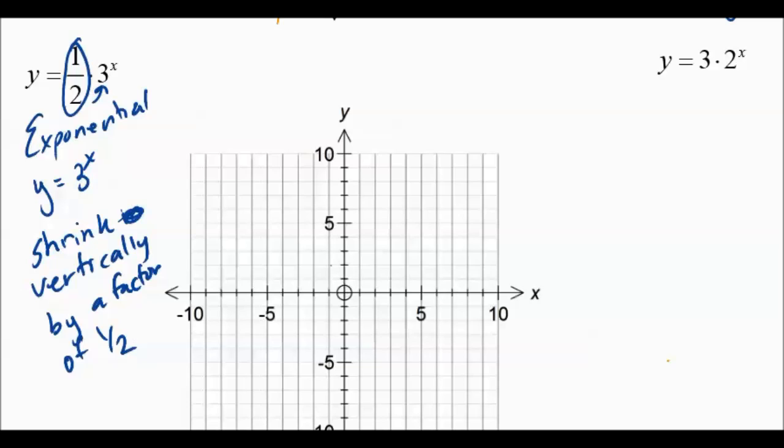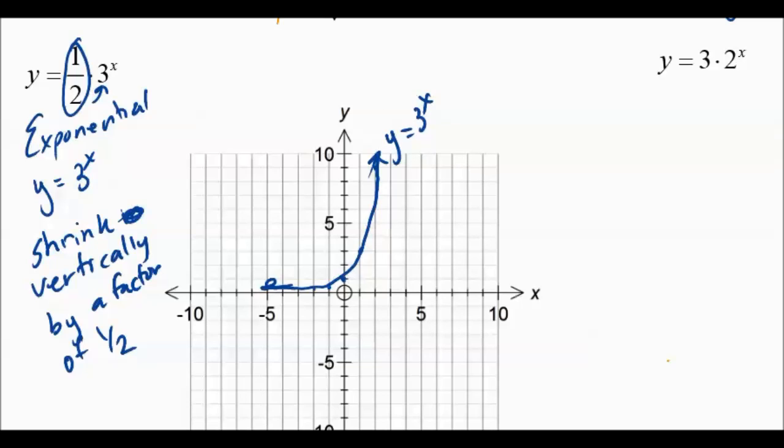So let's graph the parent function first. 3 to the negative 2 is 1/9. 3 to the negative 1 is 1/3. 3 to the 0 is 1. 3 to the 1 is 3. 3 to the second is 9. And so our function looks like this, approaching 0 at the asymptote. So y is equal to 3 to the x.